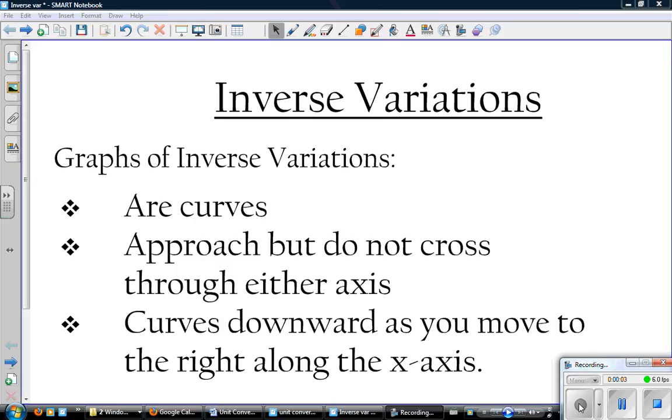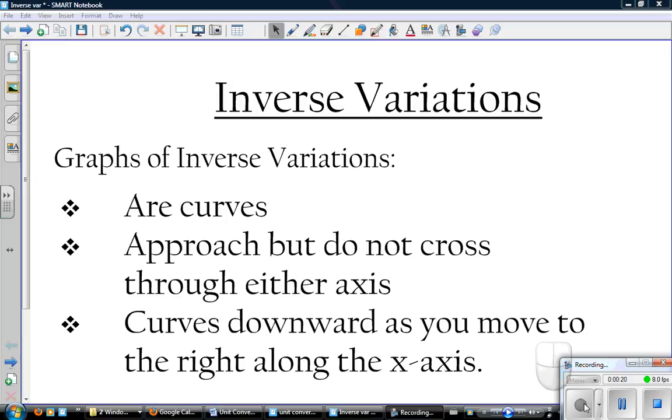So inverse variations, graphs of inverse variations are curves. They approach, but do not cross through, either axis and curve downward as you move to the right along the x-axis. So I'll show you an example of that.